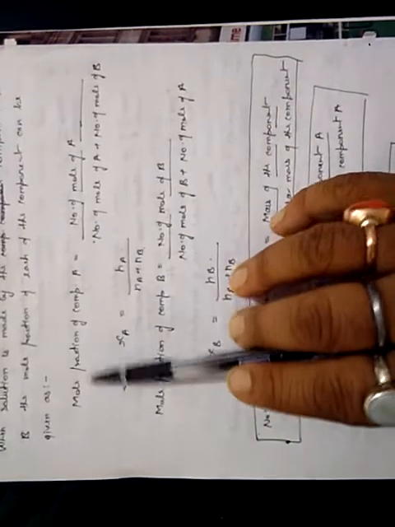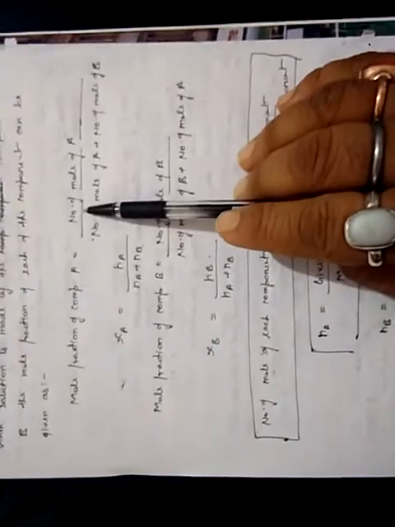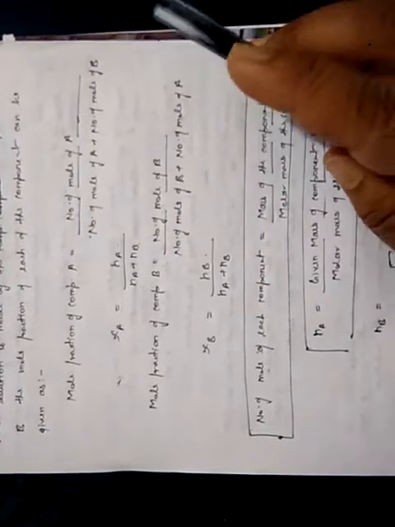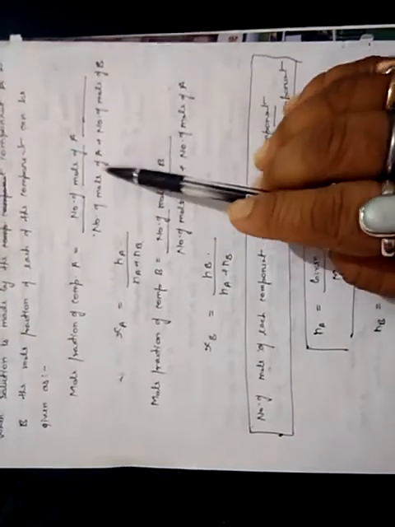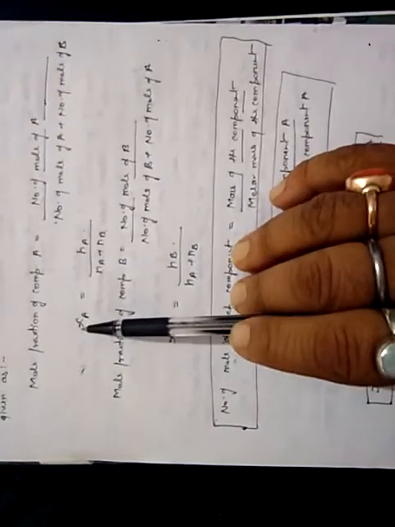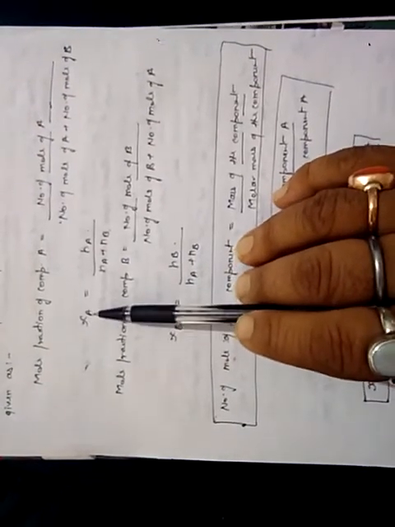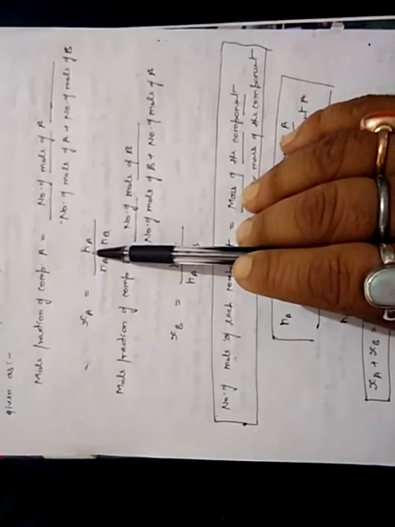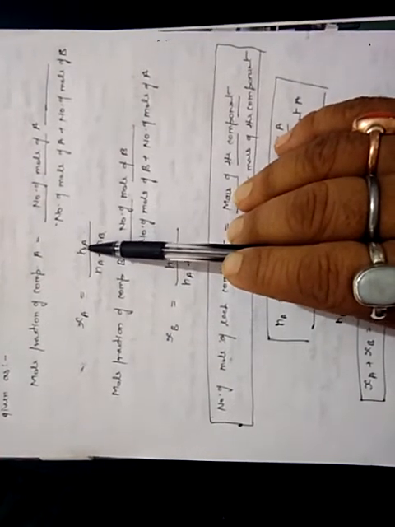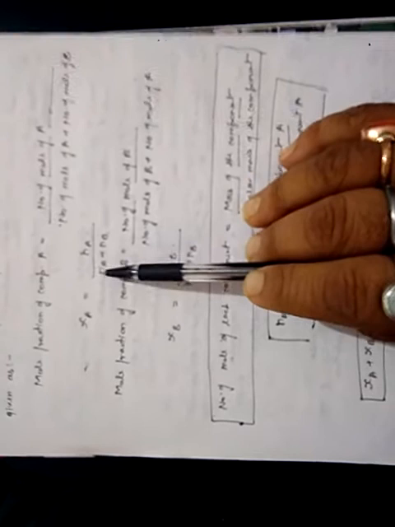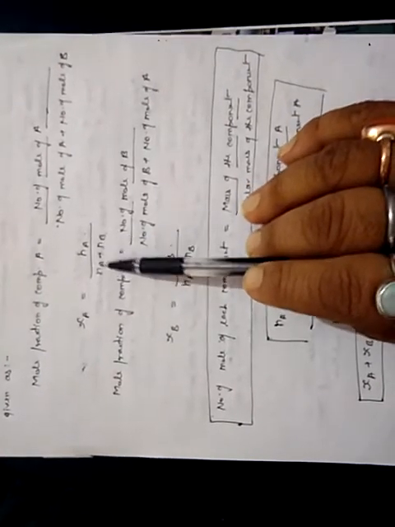Again, the mole fraction of component A can be calculated by using the formula number of moles of A compared with the total number of moles of the solution, meaning the number of moles of A plus the number of moles of B. This can be written as XA, the mole fraction of the A component, which equals Na, where Na represents the number of moles of A, and Na plus Nb is the total number of moles of the solution.